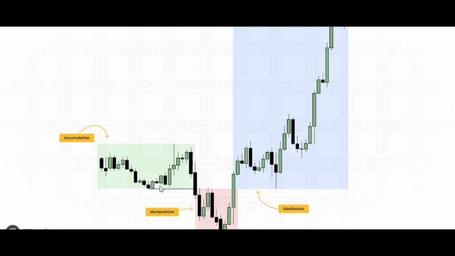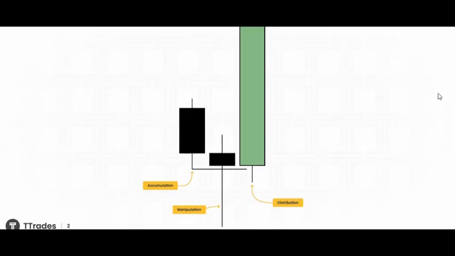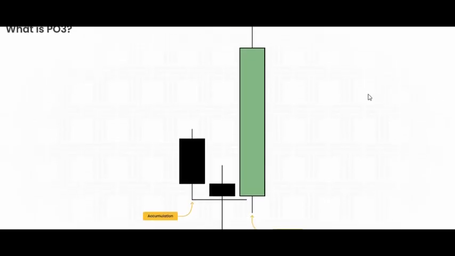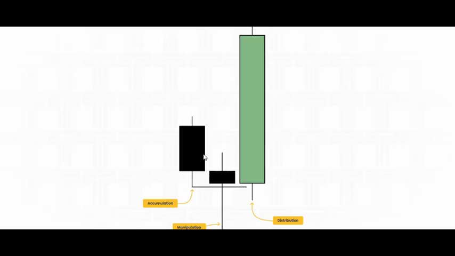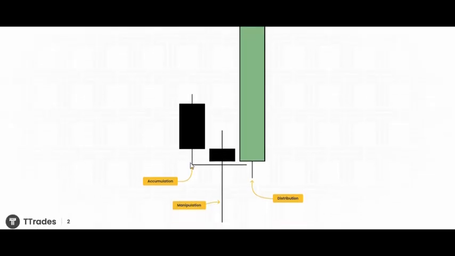So accumulation, manipulation, distribution, that's what we call power of 3. So here is the higher time frame representation that I was talking about. You see the accumulation candle right here. So this low right here is the liquidity low, right? The previous candle's low has liquidity. So this manipulation candle takes out that low. So we have the accumulation, the manipulation, right? So this is a reversal candle, right? A reversal candle. You see how it took out this low and closed inside this candle's range.